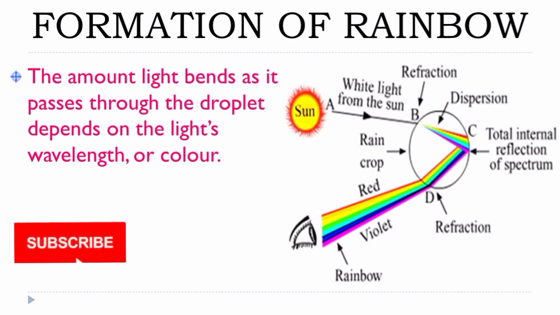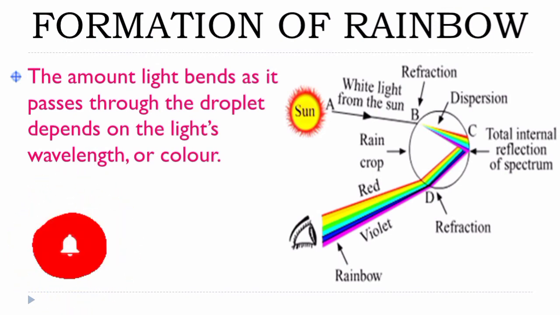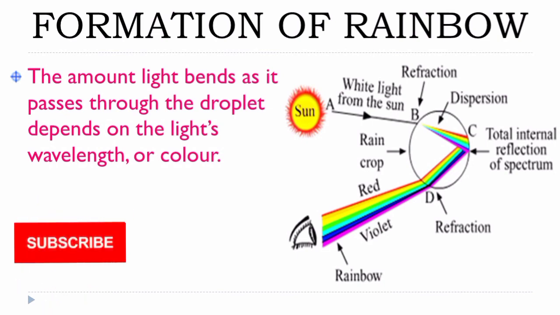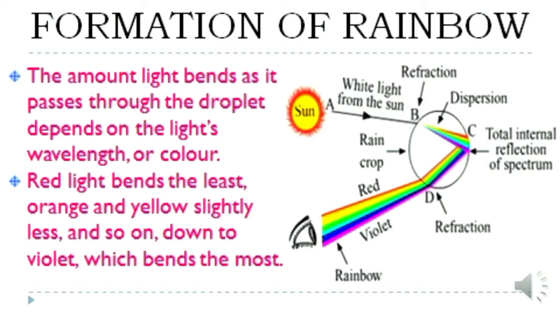We have already learnt that different colors of white light have different speeds in different mediums. So the amount the light bends as it passes through the droplet depends on the light's wavelength and color. Red light having maximum speed bends the least, and violet, which has the minimum speed, bends the most.